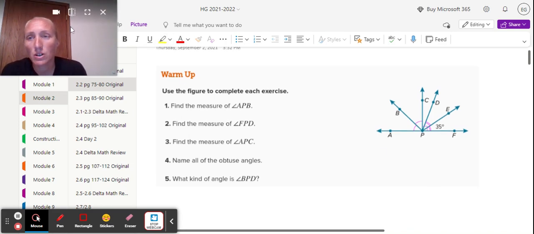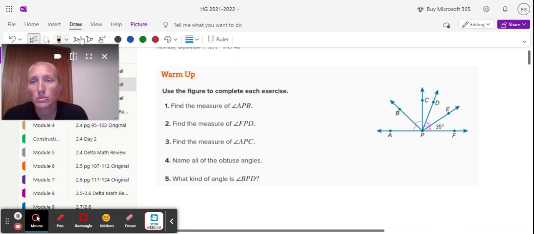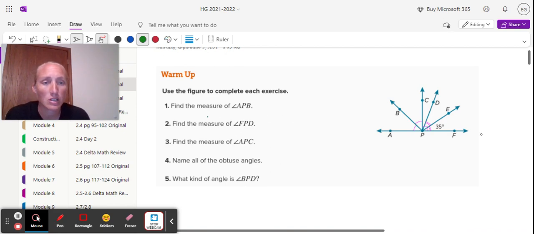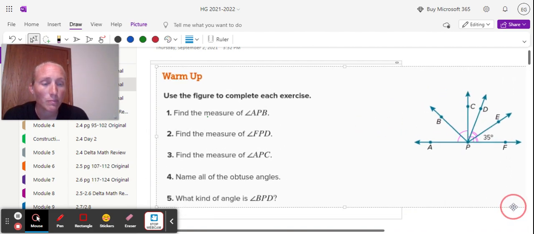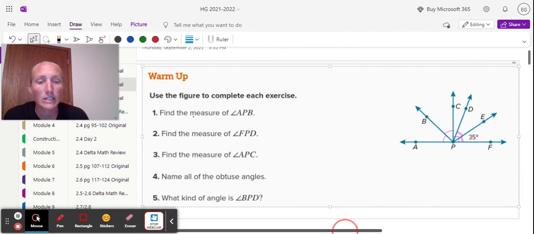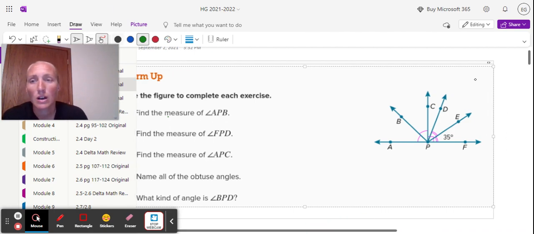To start us off here, we are going to see an example of a warm-up problem. I'm going to use some terms that you've heard before and some that you haven't, but it's a really good look into what we're going to be doing. It asks a bunch of different questions, but essentially the question is, can you find all of the different measures? If we dive into what you see in this picture, we should be able to notice some relationships between these angles.